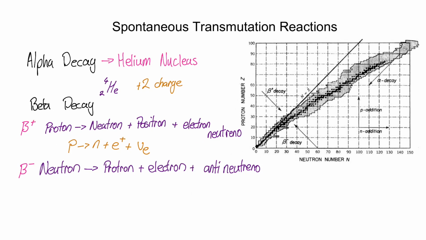Now, writing the equation for this one is our neutron becomes a proton plus our electron, which we give a negative charge, plus our antineutrino, which is just denoted by a negative sign there.